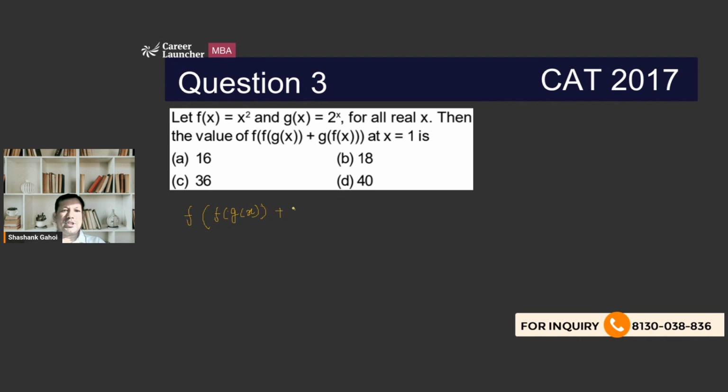f of g(x) plus g of f(x). So basically this total value lies inside the bracket of a function. Now I need to find all the values at x equal to 1. So I'm going to figure out the value of f(1), that is 1 squared, equal to 1. What is the value of g(1)? That is 2 power 1, equal to 2. So I'm just going to replace the values: f of g(1), that is 2, plus g of f(1), and f(1) is 1. That's what we got.